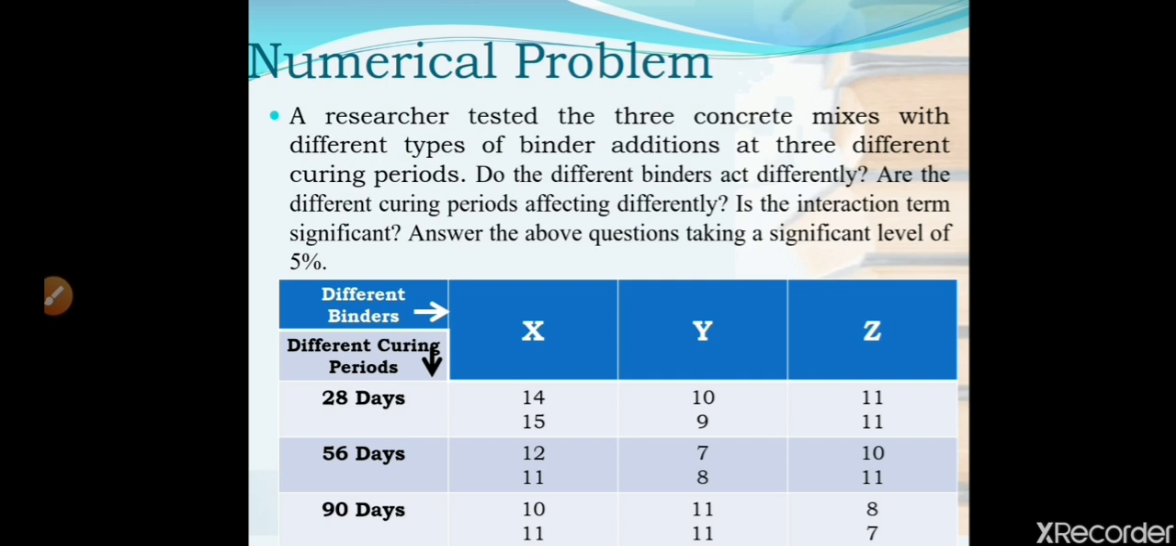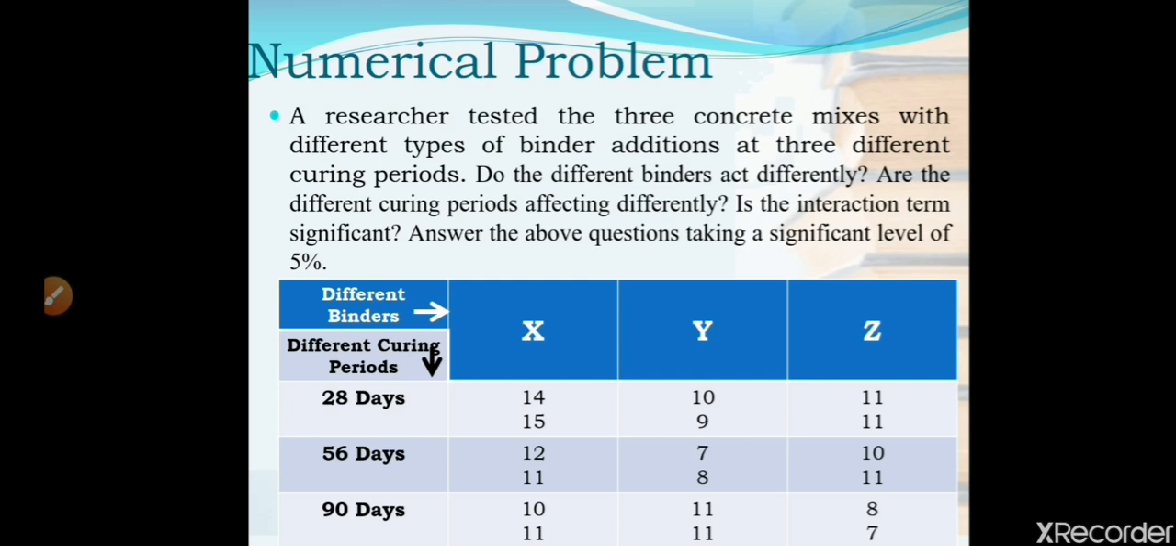So this is a numerical for that. A researcher tested 3 concrete mixes with different types of binder additions at 3 different curing periods. Do the different binders act differently? Are the different curing periods affecting differently? Is the interaction term significant? Answer the above questions taking a significance level of 5%.